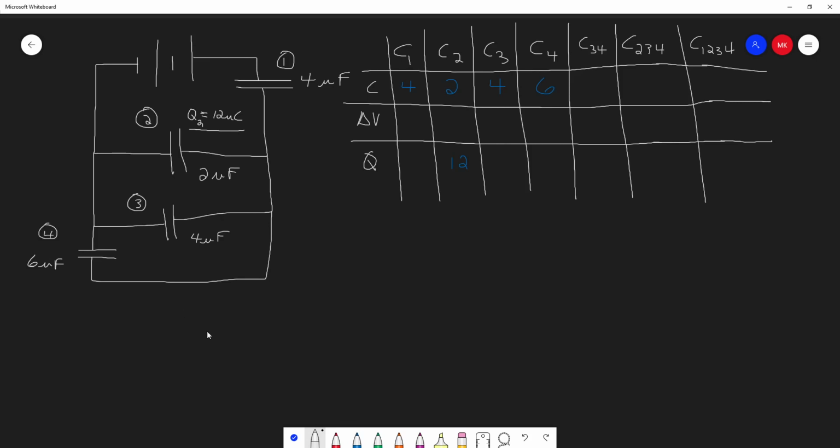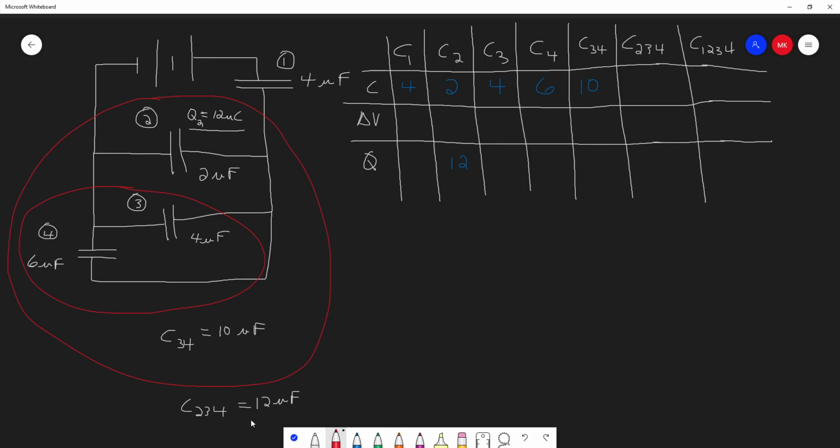So C3 and C4 are in parallel, which means you just add the capacitances. So C3,4 is just 6 plus 4, which is 10 microfarads. And then I have 3,4 in parallel with 2. I like to draw these big red circles just so I know what I've already included. And that is in parallel, so again we add the capacitances. So we have C3,4 plus C2, 10 plus 2. We get C2,3,4 equals 12 microfarads.